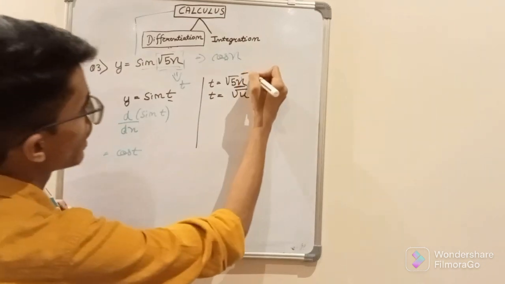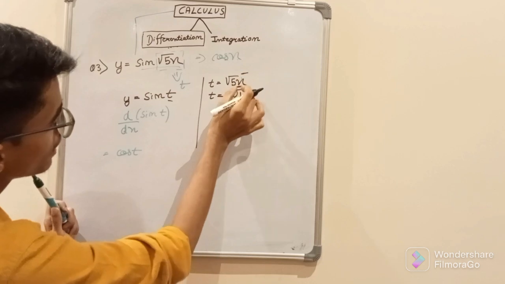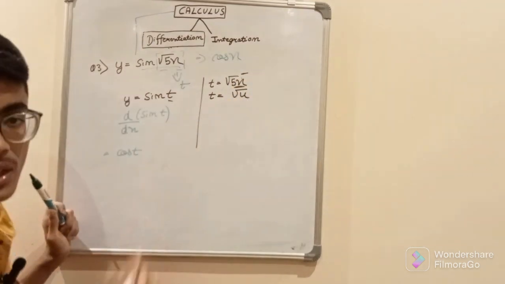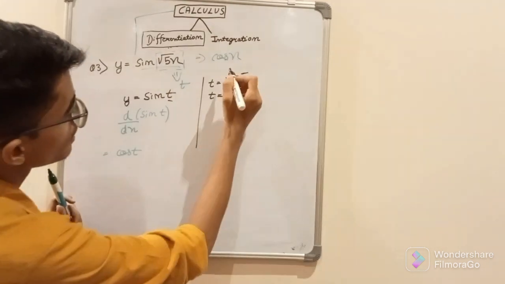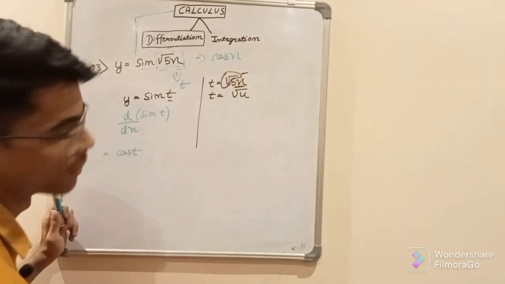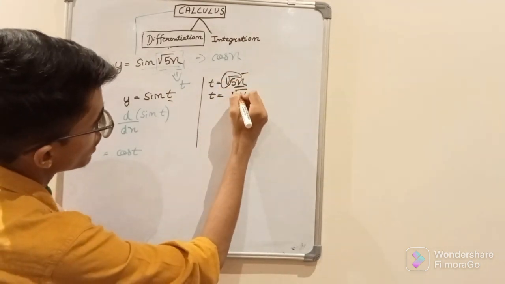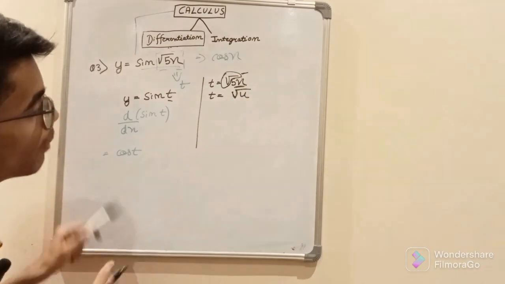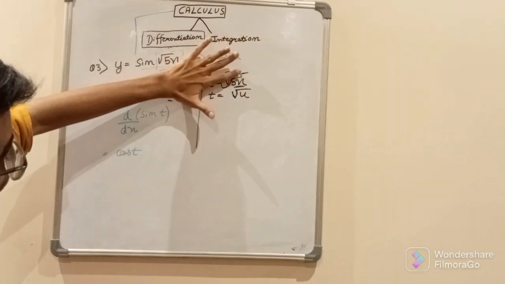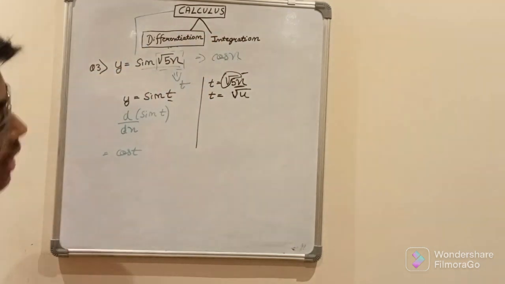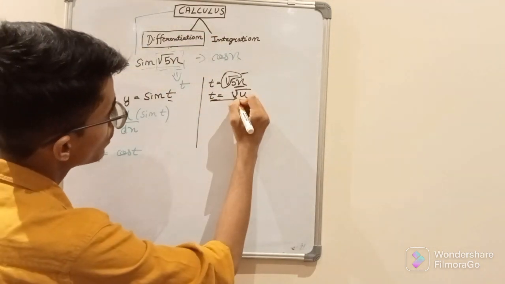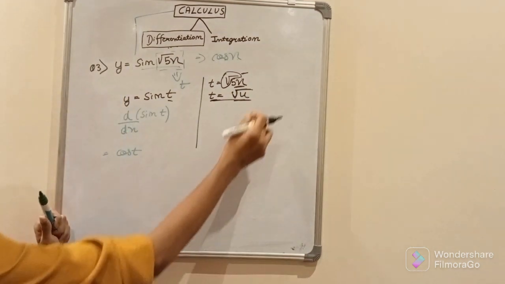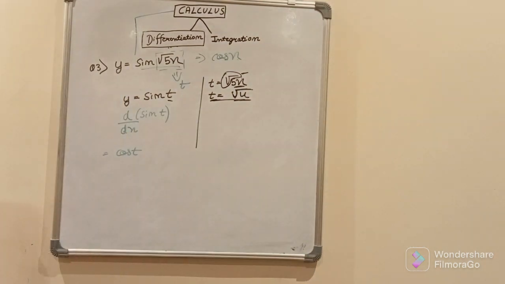If for a while we ignore this root 5x, can we take this 5x as a variable? Now if we suppose this 5x as a variable, this root cannot be ignored. So it will be root of u, not u, because we are just taking 5x, we are ignoring the root. So if we take a new variable, it will be equal to root u, not just u.